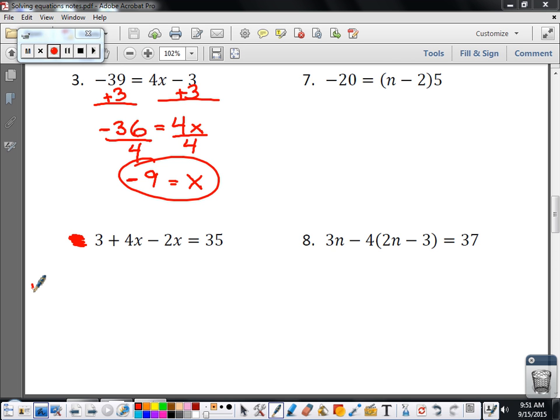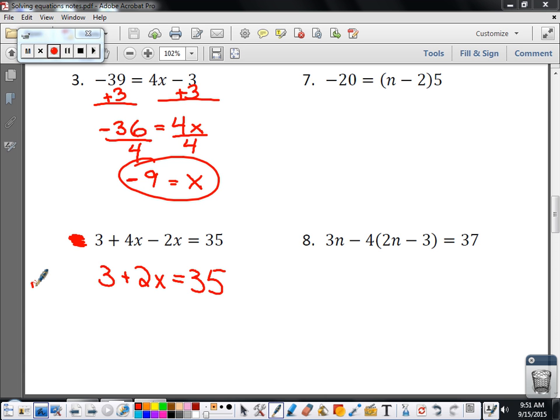4x and -2x are like terms, right? So I can combine them. So what is 4x minus 2x? 2x. So here's what I write. I bring the 3 down. Now, is that a positive 2x or a negative 2x? Positive 2x. So what do I write next to 3? So plus 2x equals 35. Guys, why did I write plus 2x and not minus 2x? Because 4x minus 2x is a positive number.